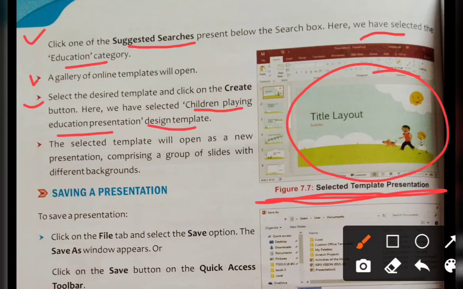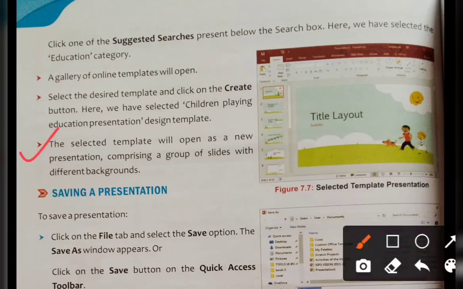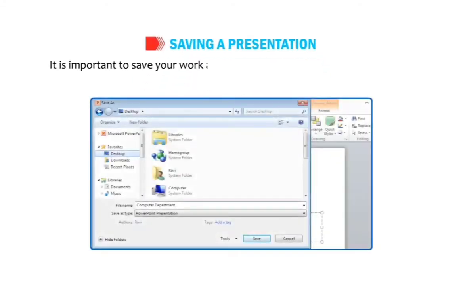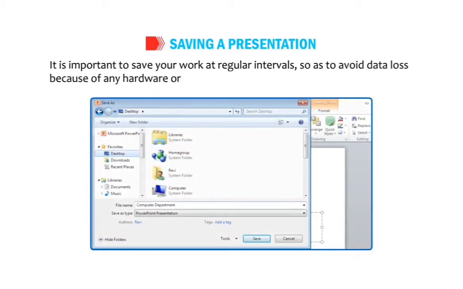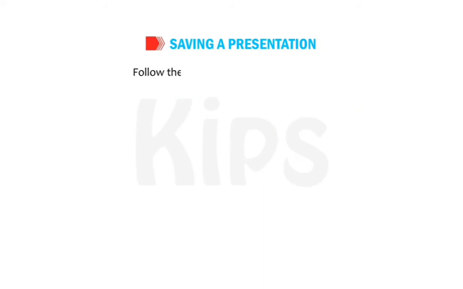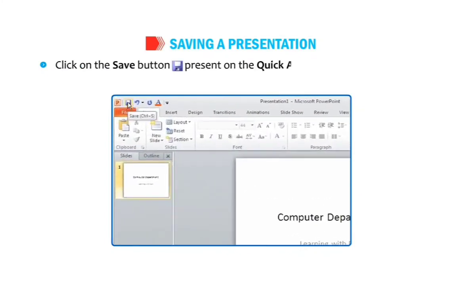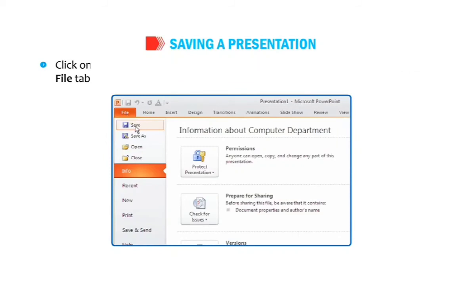And after that, the last point is that the selected template will open as a new presentation comprising a group of slides with different backgrounds. Saving a presentation, on page 80. It is important to save your work at regular intervals so as to avoid data loss because of any hardware or power failure. Follow these steps to save a presentation. Click on the Save button present on the Quick Access toolbar or select the File tab and then the Save option.